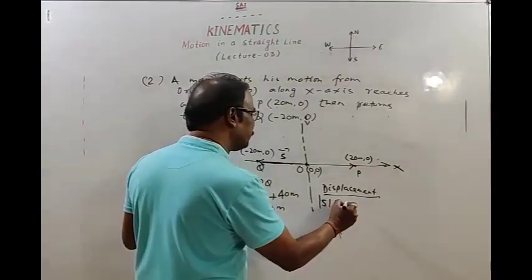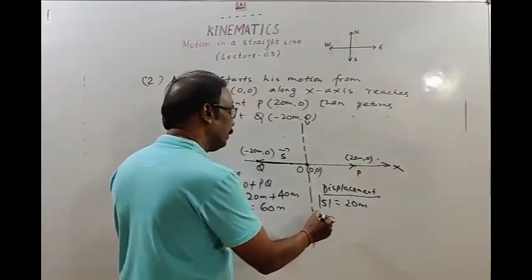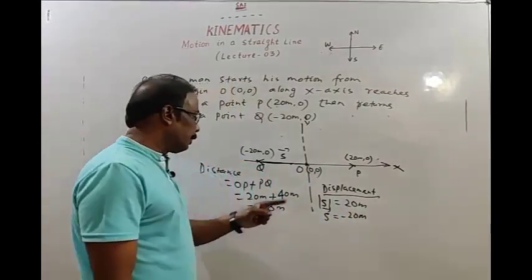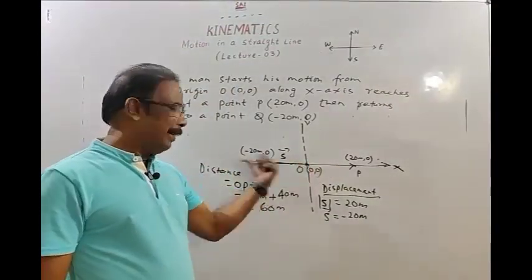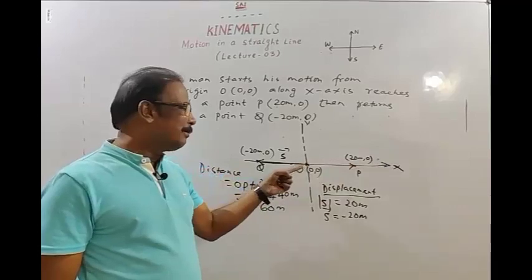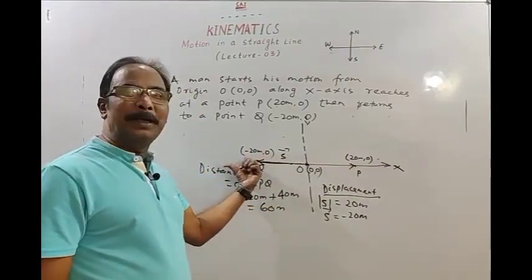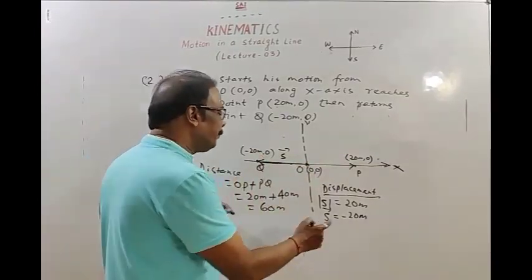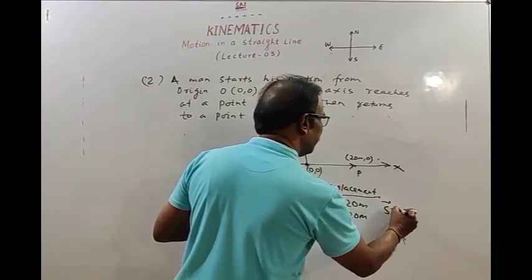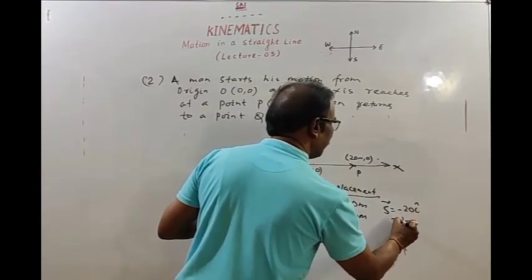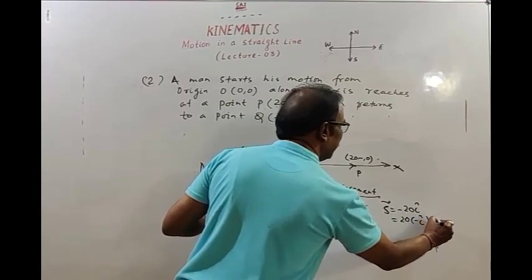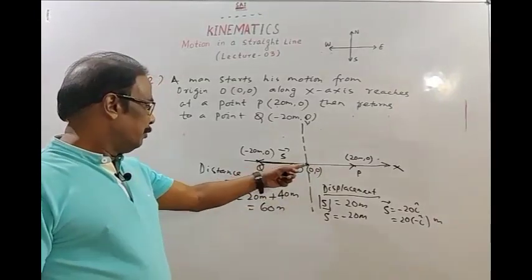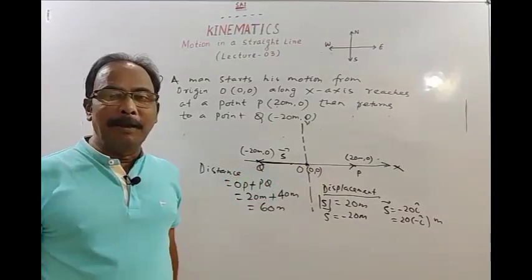So the magnitude of resultant displacement is 20 meter, and considering the direction, the resultant displacement is minus 20 meter, because the direction is reversed as compared to the original direction. The man moves from O to P, and OQ is opposite to the direction of OP. Also, we may write the resultant displacement as minus 20 i cap meter, where i cap is the unit vector along the x-axis. This is along the negative direction, so we take minus i cap.